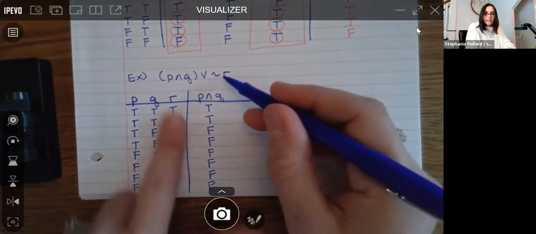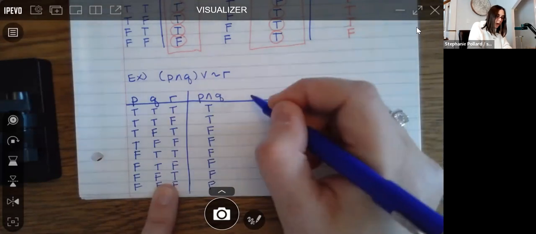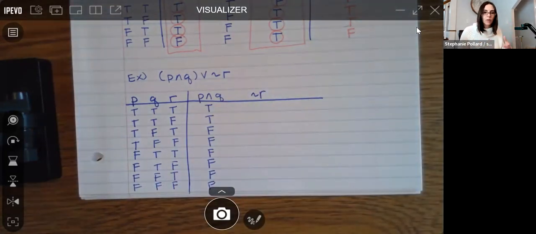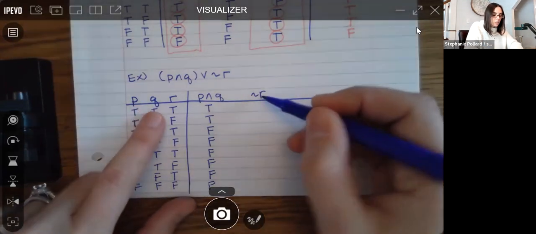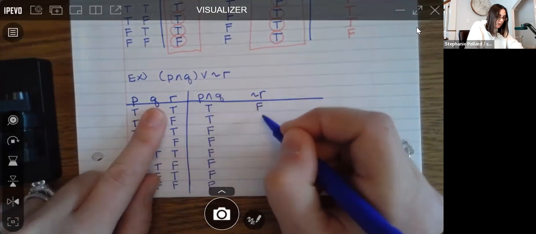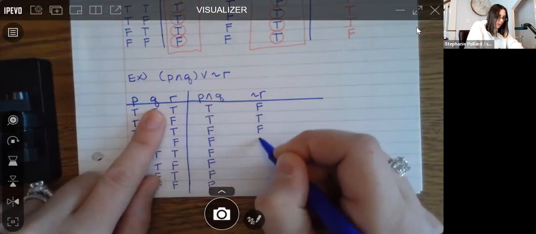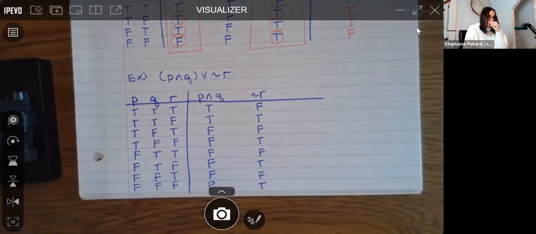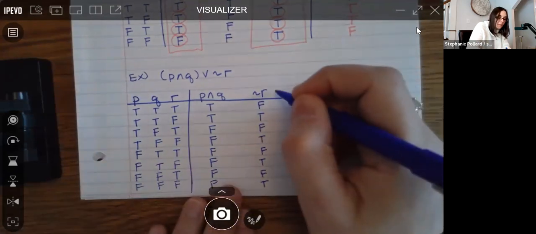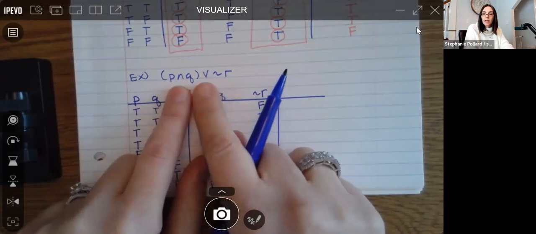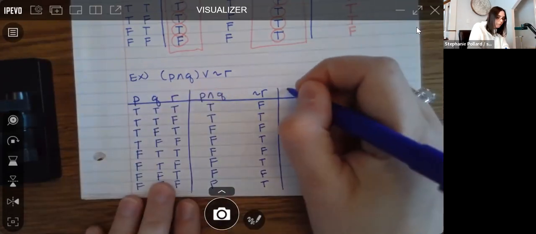I don't need to rewrite R because I have R, but I do want to work out what not R is. You don't want to do too much in your head. You want to write each step in the table. So the not is going to switch all of these over. True becomes false, false becomes true, all the way down the line. And now those are all the main components. I'm going to put it together in an or statement next.